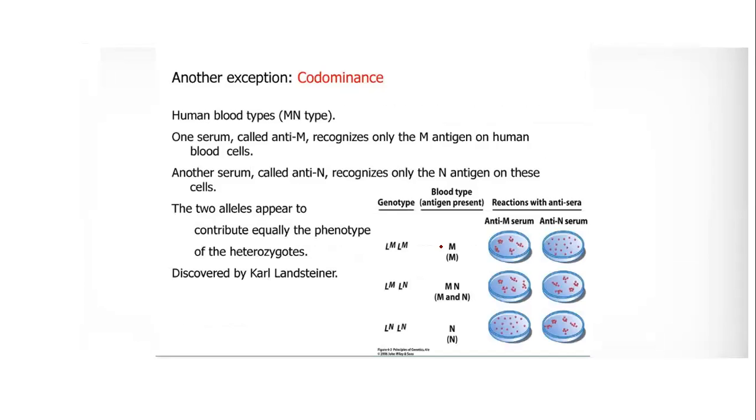The second one is the codominance. In codominance, both alleles show their effect when they are in the heterozygous state. This is known as codominance. The example of this dominance is the MN blood type of the human.